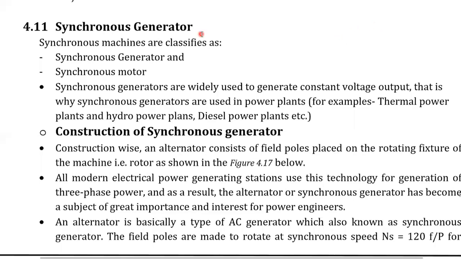In a synchronous generator, the speed of the rotor is called ns. The stator rotating magnetic field and the rotor rotate at the same speed. Understood? In this synchronous generator and synchronous motor, the rotor speed and the stator rotating magnetic field speed are both the same. That is nothing but slip is equal to (ns minus nr) by ns.